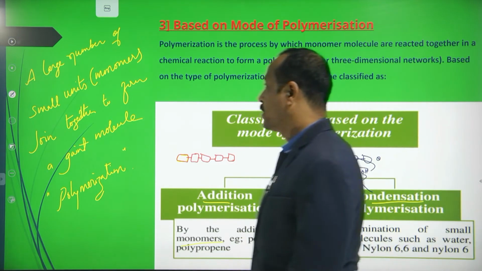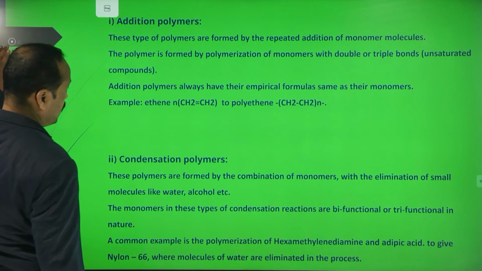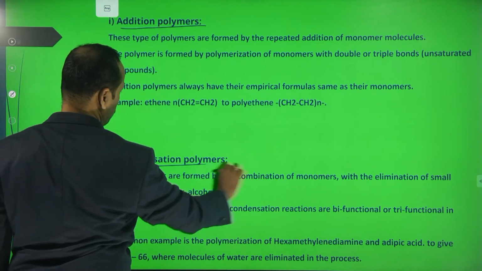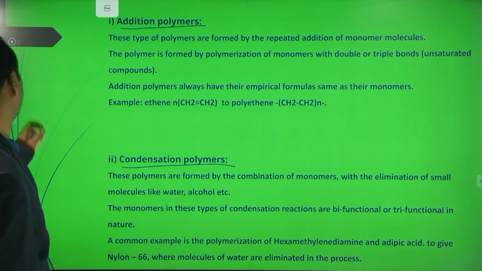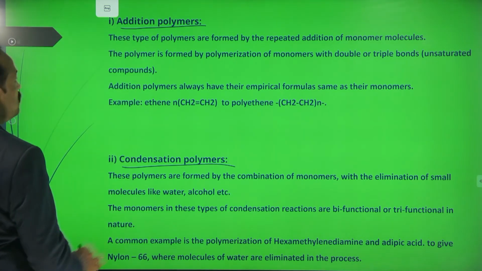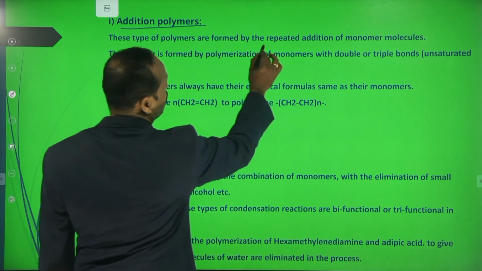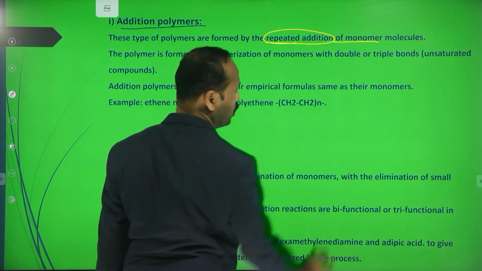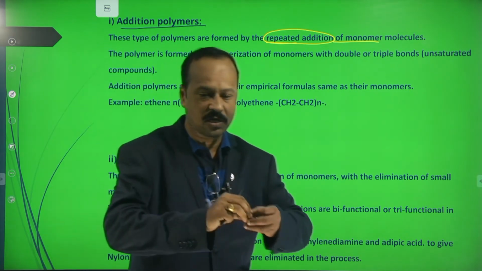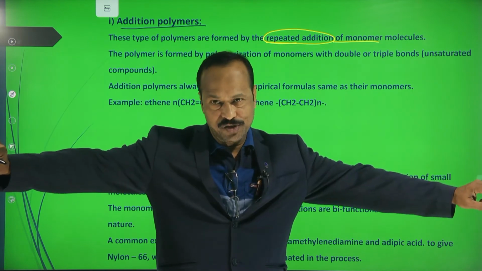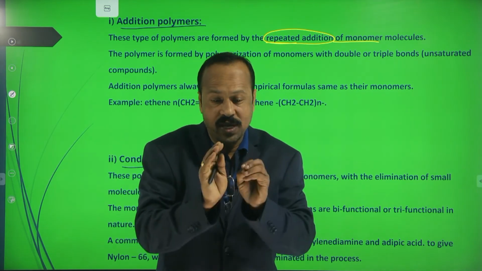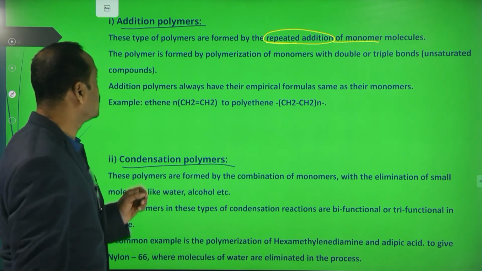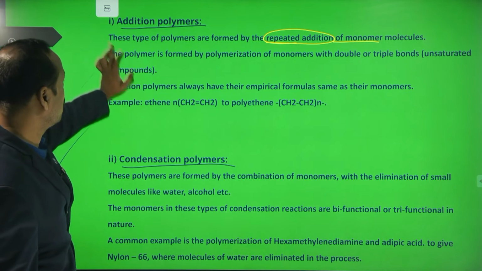Right. Then come to the details now. So what do addition polymers mean, and what do condensation polymers mean? Addition polymers are formed by the repeated addition of monomer molecules. The monomers join and continuously form a chain. No elimination of anything takes place. Such a process is called addition polymerization.